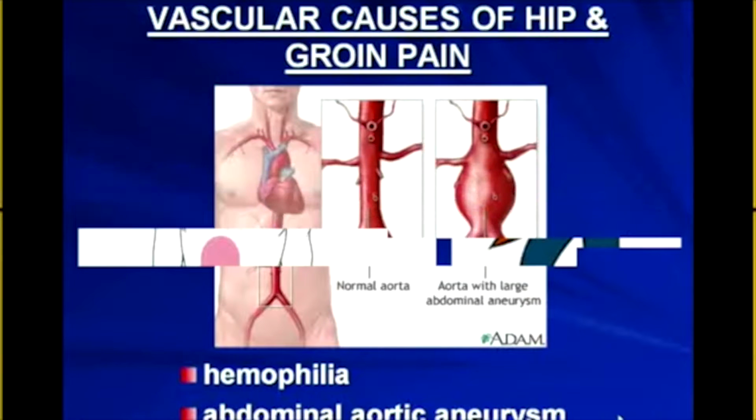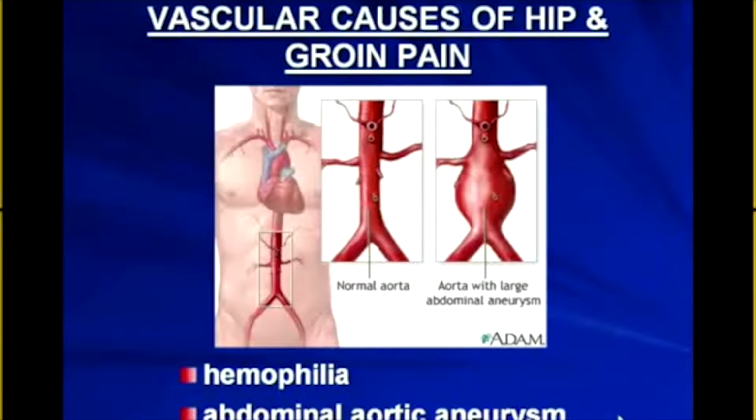When we look at vascular causes of hip and groin pain, one of the ones that we need to consider is hemophilia. Hemophilia is a blood disorder that can cause bleeding, particularly into the iliopsoas muscle or into the wall of the large intestine. This certainly can result in pain and spasm of the iliopsoas muscle. As the blood pools, the pain increases and intensifies.